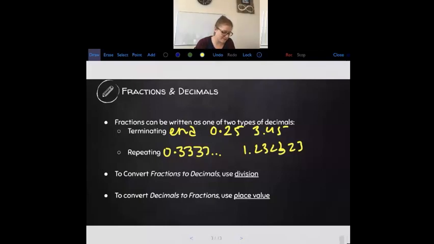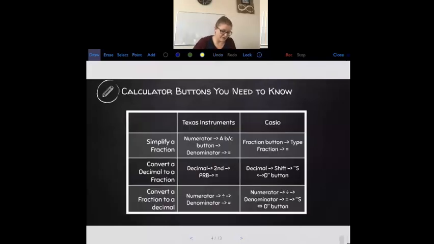Okay, so a couple of tips here. To convert fractions to decimals, you'll use division. Remember that the fraction bar means division. And to convert decimals to fractions, we'll use place value. A few buttons on your calculator as you're going through, so take a picture of the screen or write these down. I've got simplifying a fraction up there for you. To convert a decimal to a fraction, those buttons are there for you. And to convert a fraction to a decimal, there's buttons there for you as well.